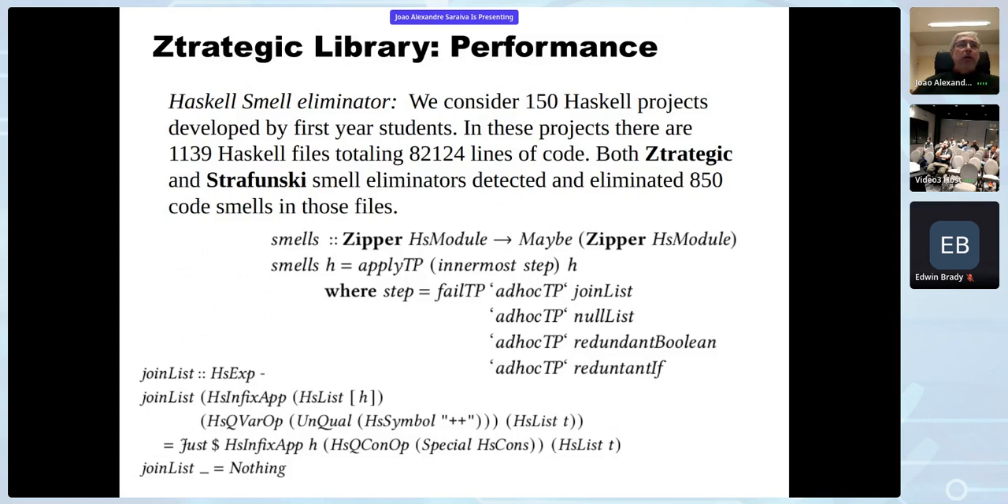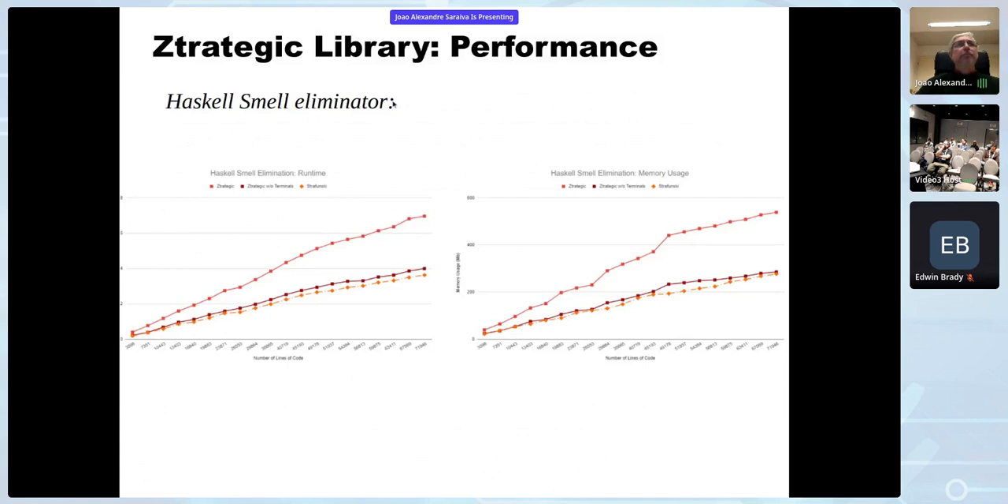We don't care about all the other constructors that are part of the Haskell language. In terms of performance, here we compare our Ztrategic programming. This Haskell smell eliminator doesn't use attributes. On the left is runtime, on the right is memory usage. On the left, we can see that Strafunski is the fastest. We are very close with the Ztrategic library, where we avoid traversing terminals, and the non-optimized version of our library is probably two times slower.